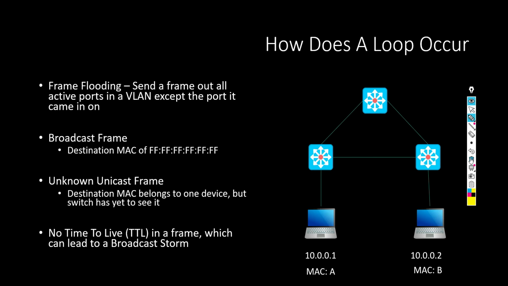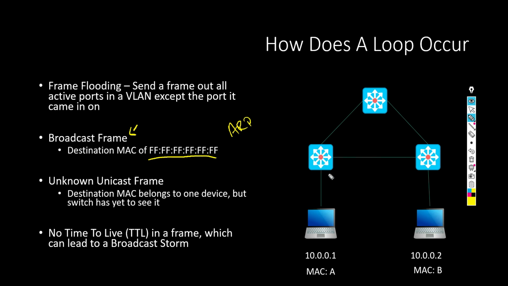Now, a frame is only going to get flooded depending upon the type of frame. The main type of frame that's going to get flooded is a broadcast frame. A broadcast frame is when the destination MAC address of the frame is all Fs, similar to what you will see in an ARP request. So let's say that this laptop down here at 10001 is trying to send data to this laptop, which is 10002. But of course, he needs to know the MAC address of this laptop, which he doesn't have right now. So he's going to generate the ARP request.